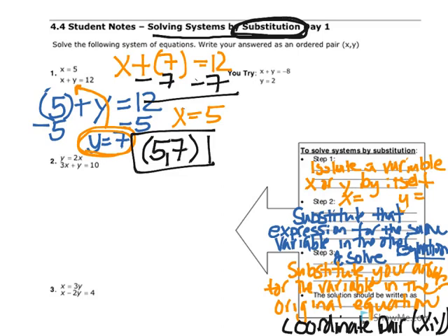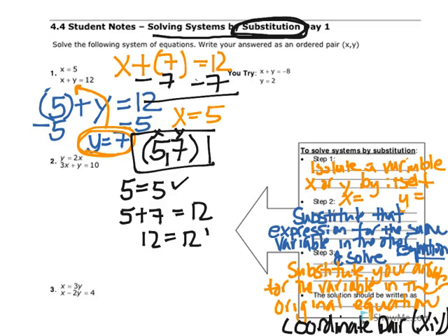Now, if you want to check to make sure you did it right, substitute both of these numbers back in the original equation and make sure they come out. So this is x, so I'm going to put x in the first equation. I get 5 equals 5. Is that true? Yes. In the second equation, we'll put 5 in for x plus 7 in for y, and that equals 12. Does 12 equal 12? Yes, so it checks. Plug them back in and check your work.